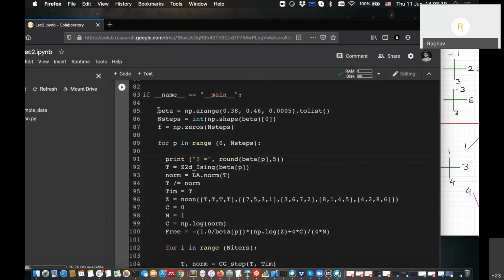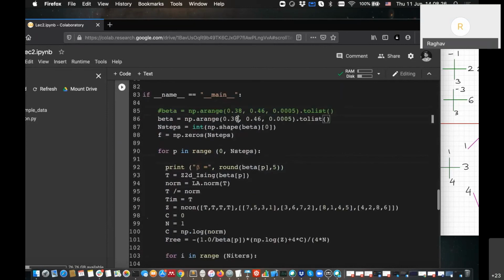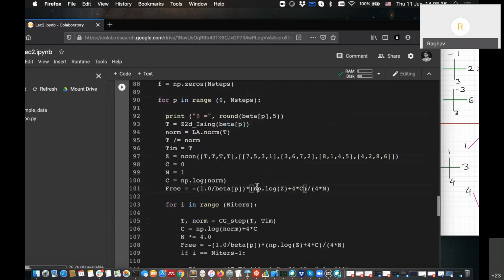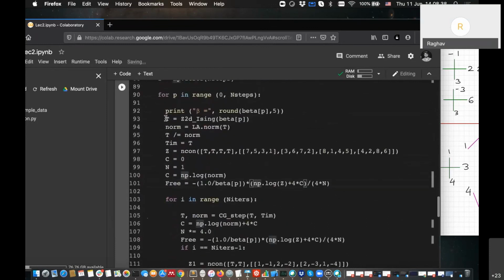Okay, before that, I should just show you that we reproduce the result which we promised that we will reproduce for 0.50. So that will take care of that. And then we construct the initial tensor, which is just the function which we wrote, Z2D Ising. We normalize that tensor. We divide by the normalization. This is something which we don't need right now, so we can just delete that.